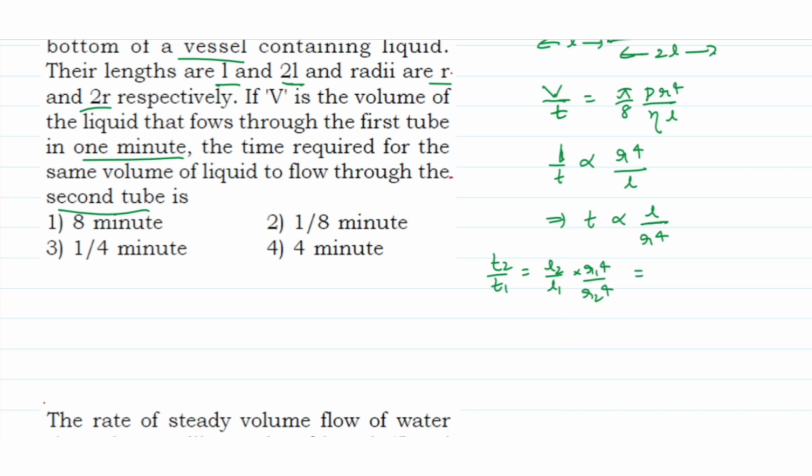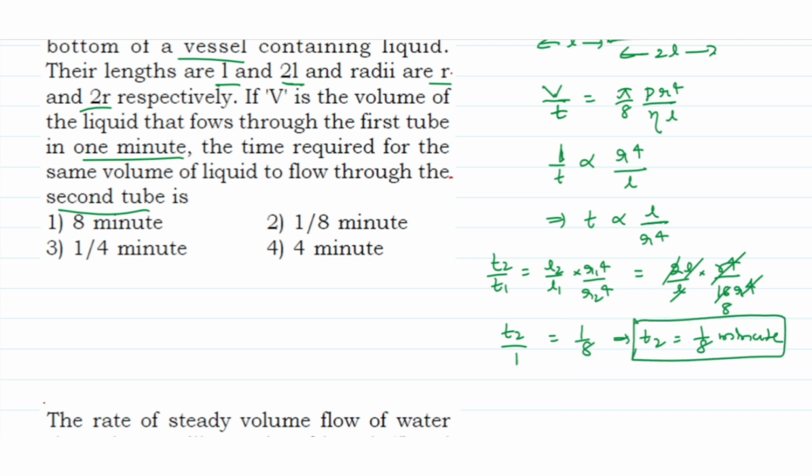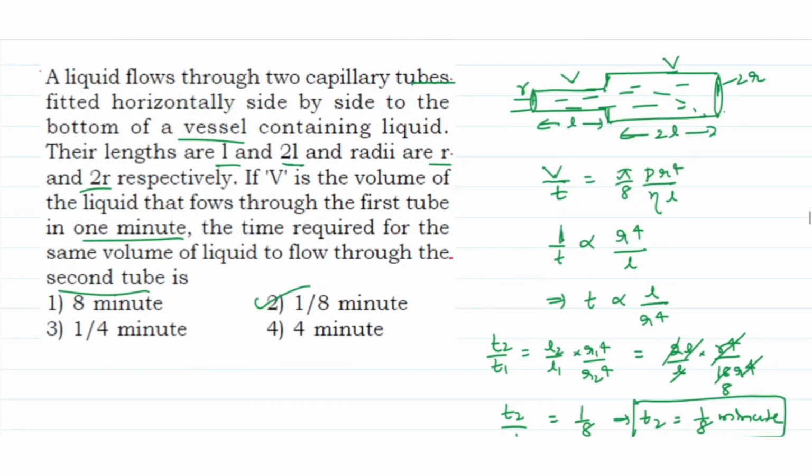The second length is given as 2L, so 2L by L, and R1 to the power 4 means R to the power 4 by 2R to the power 4. Here 2 to the power 4 is 16, so 16 R to the power 4. R to the power 4 gets cancelled and length gets cancelled. 2 by 16, how many times? It is 8 times. Then T2, taking T1 as 1 minute, will be 1 by 8. So T2 equals 1 by 8 minute is the correct answer.